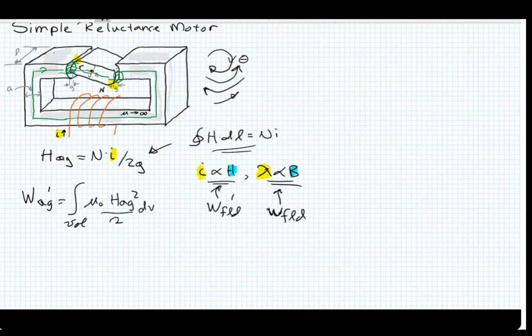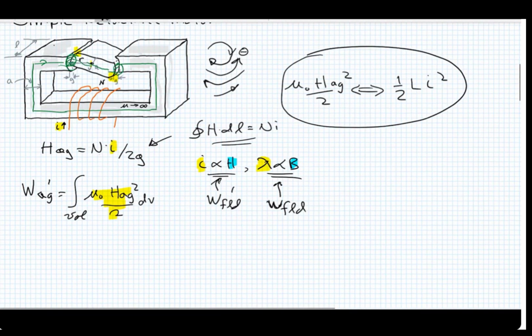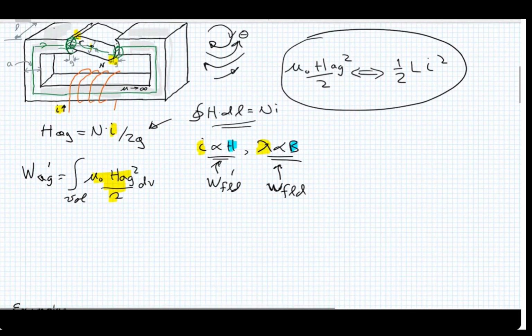Now what we're saying here is that this expression, mu naught H_ag squared over 2, has a duality or a correlation to 1/2 L i squared. That's really what this expression is saying. And to work out the homework problem, you would have to know this. And so that's what I'm introducing.